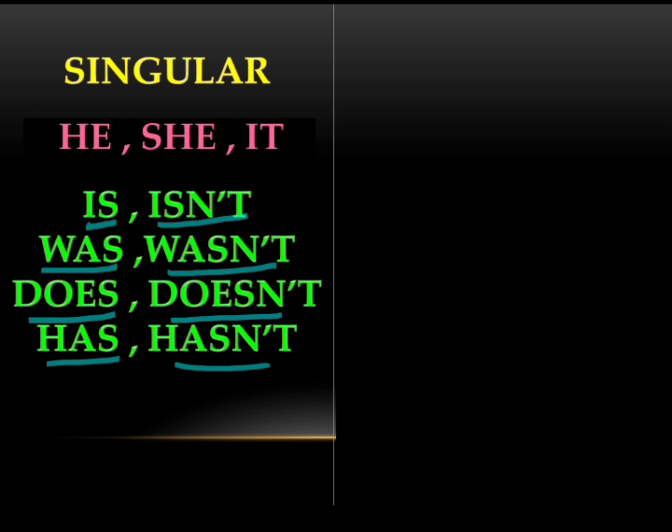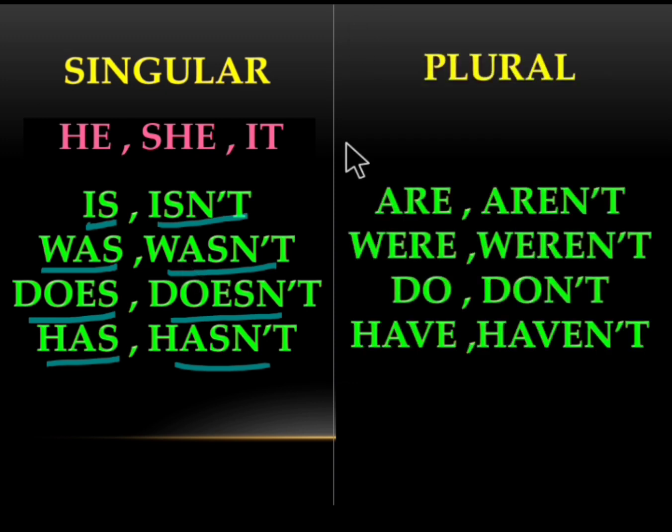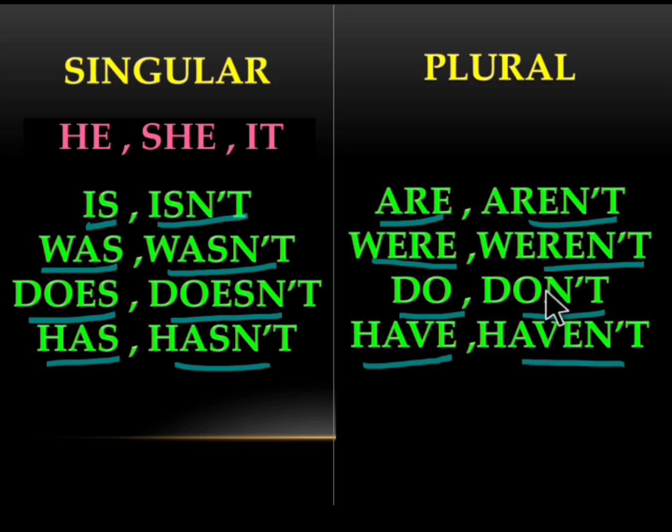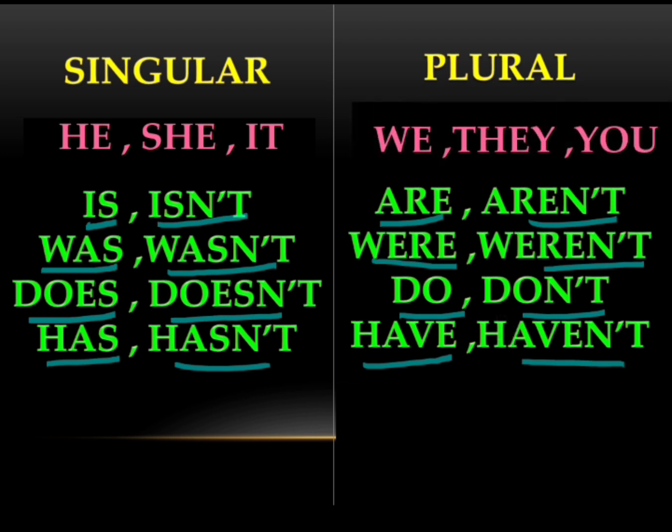But with the plurals, we have are, were, do, have in the positive, aren't, weren't, don't and haven't in the negative. So these are the plural be verbs, do verbs and have verbs in the positive and the negative forms. We use this with the plural verbs, plural nouns and the plural pronouns. The plural pronouns which may be we, they and you. These are the plural pronouns.